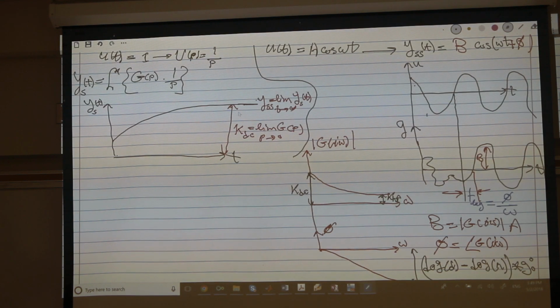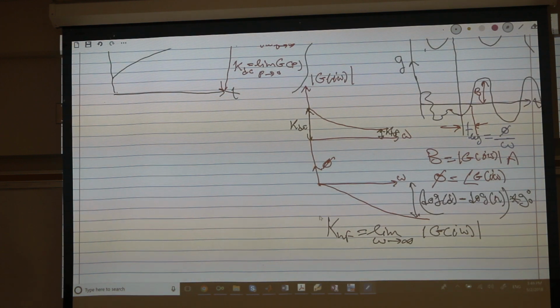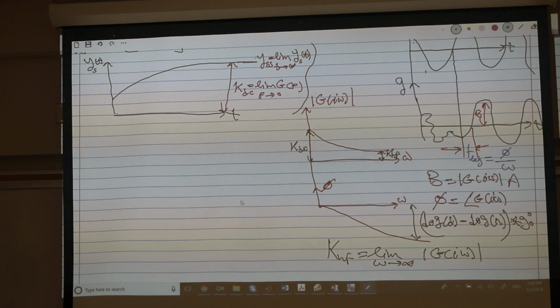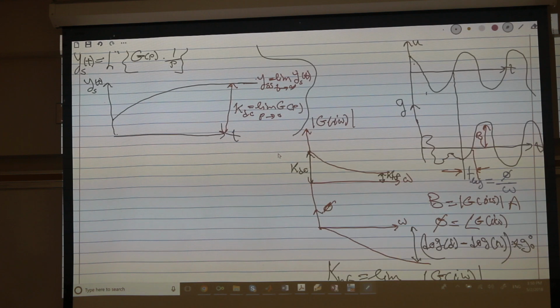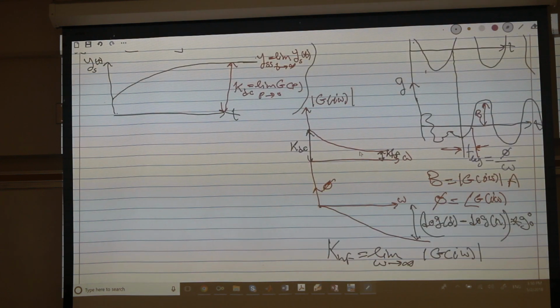Okay, so we learned how we get the DC gain from the triplet: the step response, frequency response, and transfer function. What about the high frequency gain? Here is how we can get it from the frequency response. How can I get it from the transfer function? What's the difference between the transfer function and the frequency response? It's simply put p equals i omega, right? So if omega is infinite, p is infinite too. So the high frequency gain is the limit as p goes to infinity of your transfer function, okay?